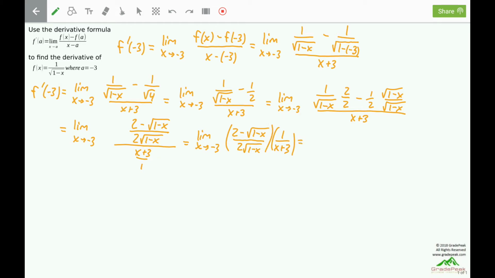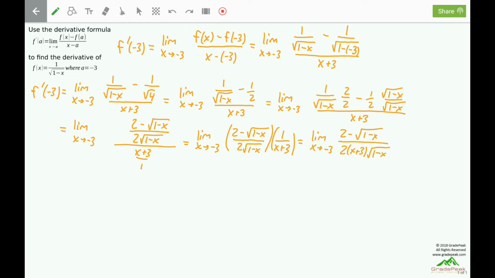Multiplying the numerators, we will have 2 minus the square root of 1 minus x. Multiplying the denominators, we'll have 2 times the square root of 1 minus x times an x plus 3. I'll put the x plus 3 in between. Everything's multiplying, so the order doesn't really matter. It just may look a little nicer to have the root on the end.